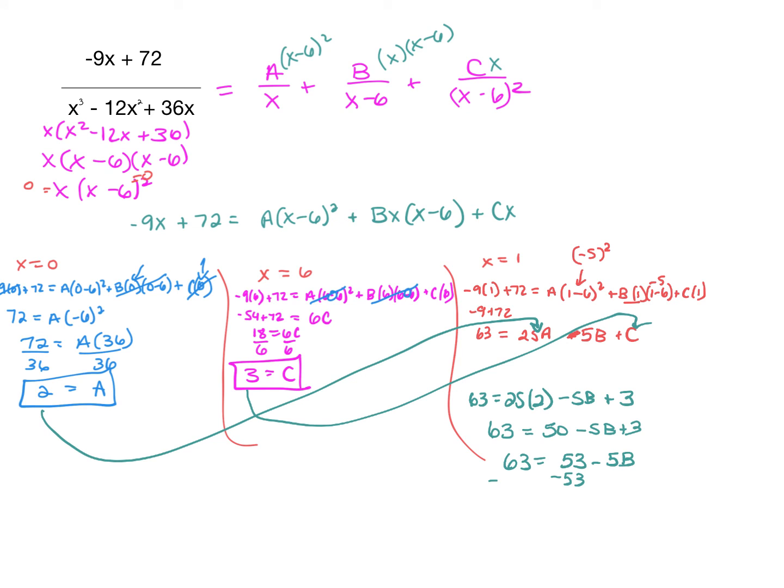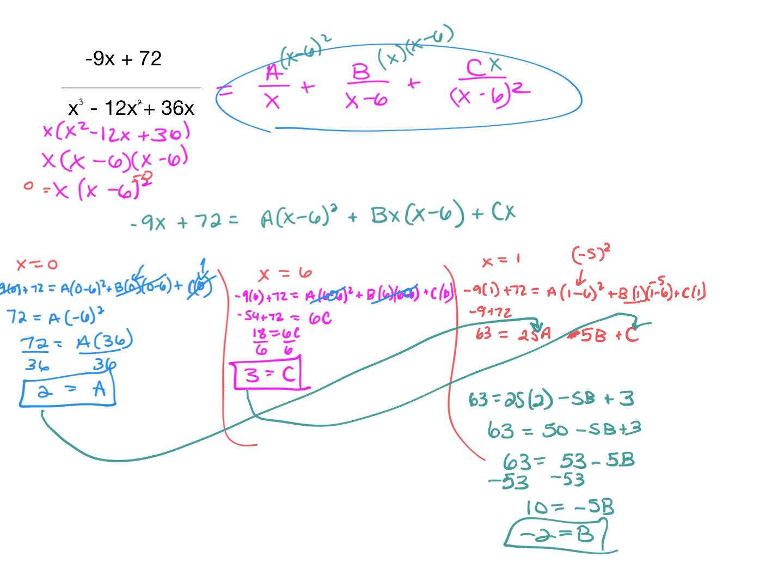Subtract the 53. 10 equals negative 5b, and b would equal negative 2. Then I've got all three. Plug them back in up here. 2 over x minus 2 over x minus 6 plus 3 over x minus 6 squared.